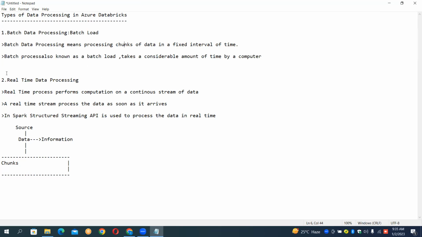Real-time data processing, as soon as you receive the data, it will be submitted or processed. That's it. Suppose there's a continuous streaming process: you receive the data, you submit the data. You receive the data, you submit the data. Okay.